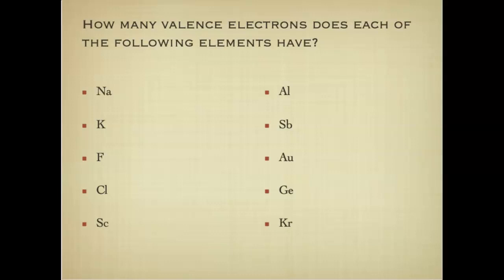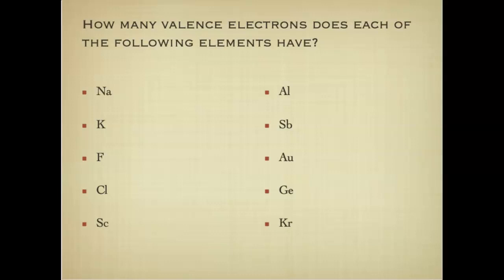Okay? Scandium. 1, 2. We say 2. Okay? Transition metals, always 2. Aluminum. 1, 2, 3. Aluminum has 3. Antimony. 1, 2, 3, 4, 5. Just like nitrogen, because it's in the same column as nitrogen, same number of valence electrons. Oh, I skipped gold before. Well, gold right here is a transitional metal. 1, 2. So it's just 2.